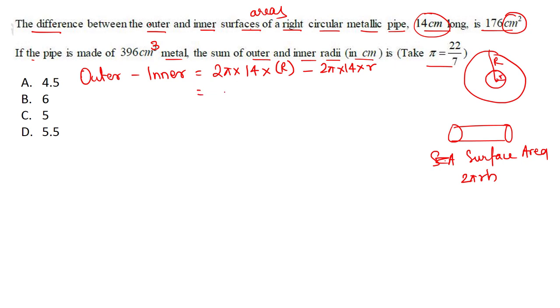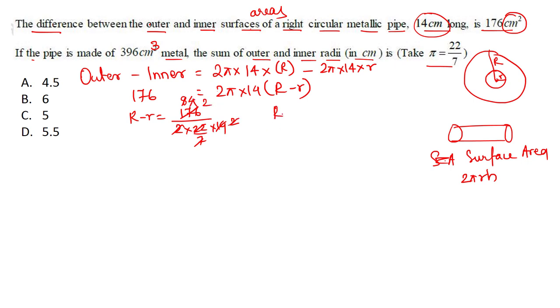Now, what are we going to get over here? Difference is 176 centimeter square. So, that comes out to be 2 pi into 14 is common, R minus r. So, R minus r is going to be 176 upon 2 into 22 by 7 into 14. So, 7 2s are 14, and 22 into this comes out to be 8. 2 4s are 8, 2 2s are 4. So, R minus r comes out to be 2. This is the first equation.